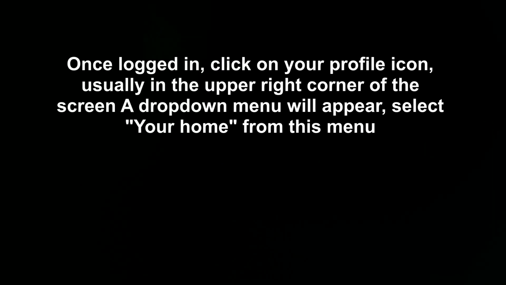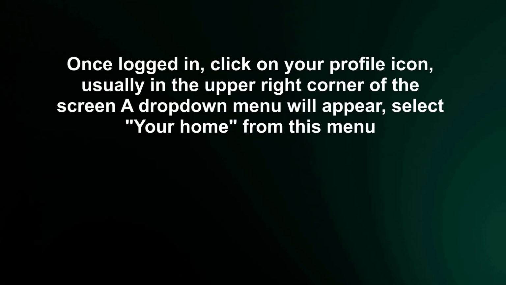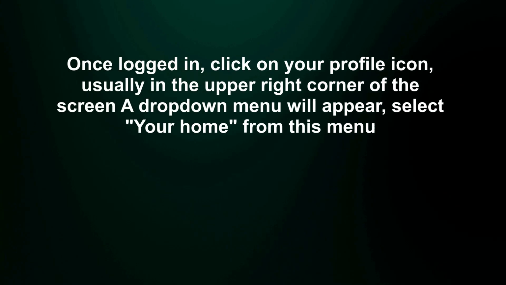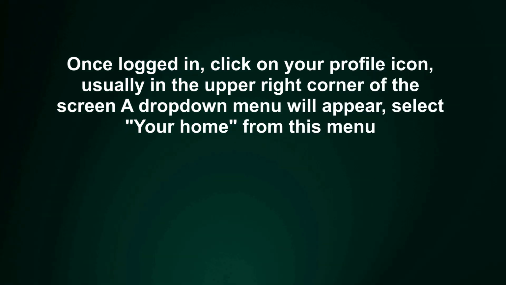Once logged in, click on your profile icon. Usually in the upper right corner of the screen, a drop-down menu will appear. Select your home from this menu. You should now see your home listed. Click on your address to access the property page.